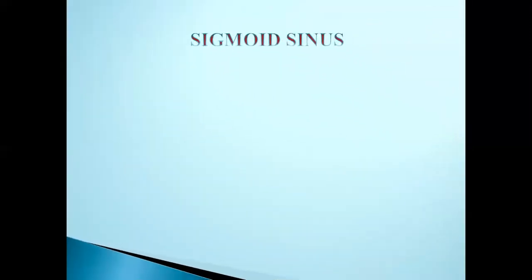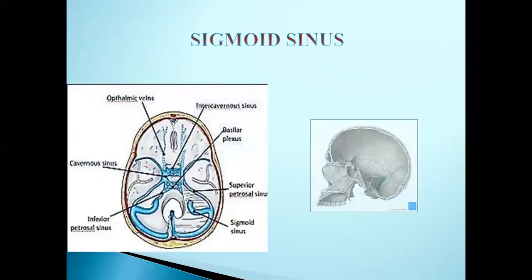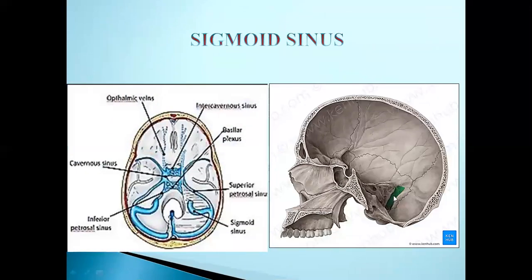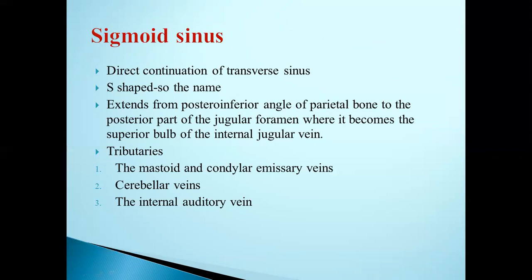Next is the sigmoid sinus. So this green part you can see is your sigmoid sinus. So if you see here, this is your transverse sinus, both sided. So it will run from internal occipital protuberance till the posterior inferior angle of parietal bone, and it will continue down as a sigmoid sinus. It is S-shaped, so the name is sigmoid sinus. So here you can make out this green color part is the sigmoid sinus. It is a direct continuation of transverse sinus, S-shaped, so name is like that.